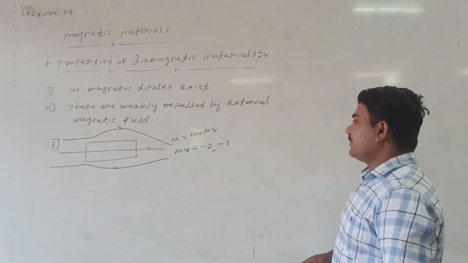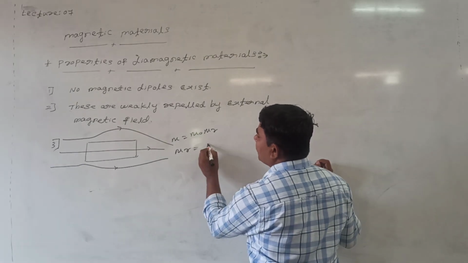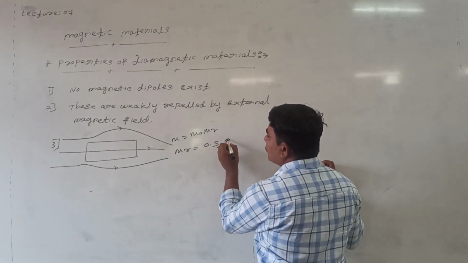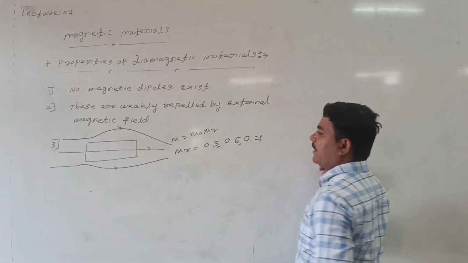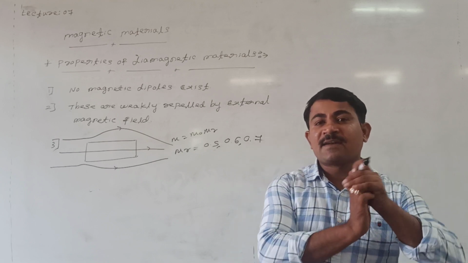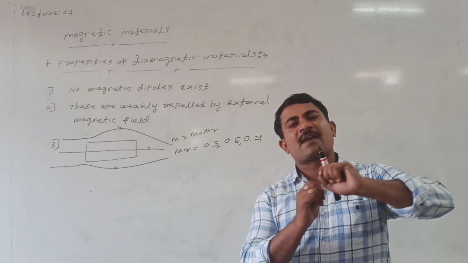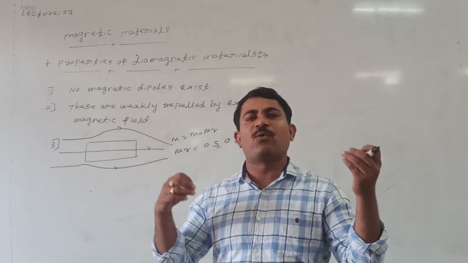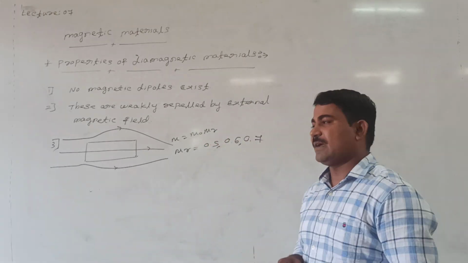Less than 1 means what value? You can take 0.5, 0.6, or 0.7. Mu r is very, very small. Magnetic permeability is very, very small. I mean, if you pass 100 magnetic field lines through diamagnetic materials, out of 100 only 1 or 2 magnetic field lines pass through it.